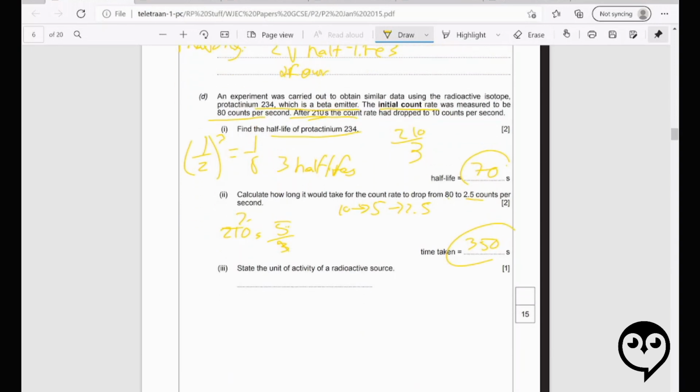State the unit of activity. It is a becquerel, B-E-C-Q-U-E-R-E-L, or the symbol, I'm sure, is Bq. Becquerel is not capitalized.